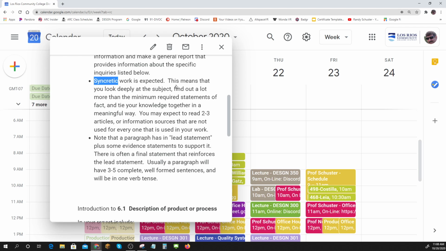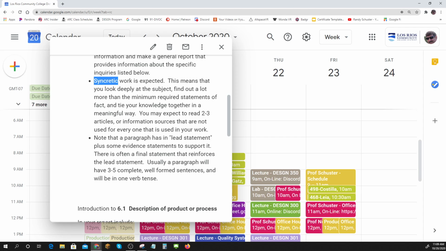Okay, so that means you look deeply at it. So you're going to learn, hopefully, much more than the basic simple things that I've bullet pointed by reading 6 or 7 articles or product sheets or watching 5 or 6 YouTubes on it. You should get a much deeper understanding than just taking one quick shot and writing it down. Okay? So find out a lot more than the minimum requirement statements of fact and tie your knowledge together in a meaningful way. That's what syncretic means.